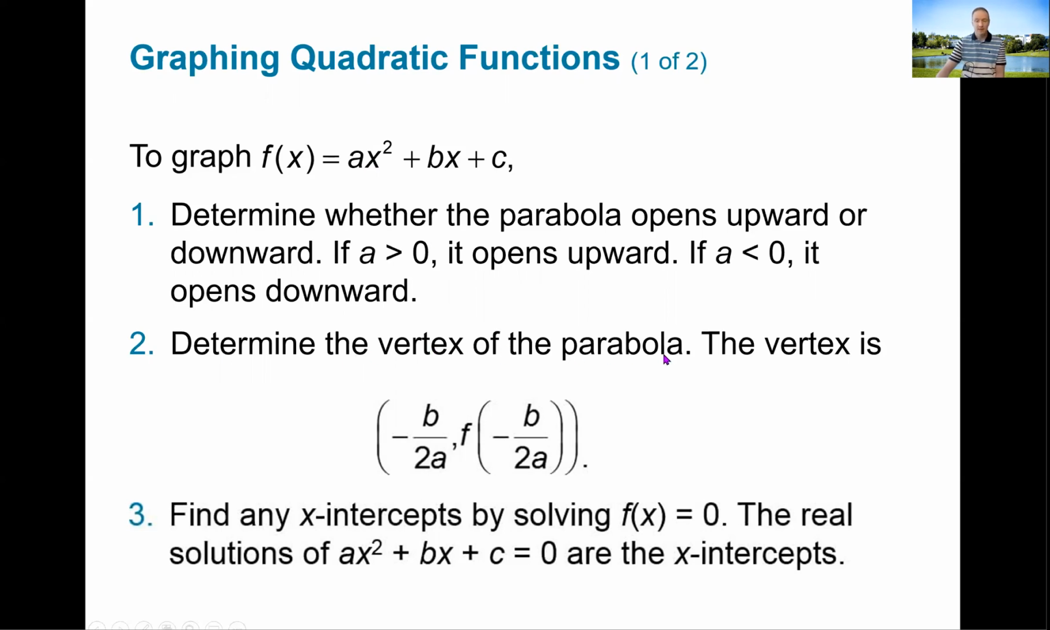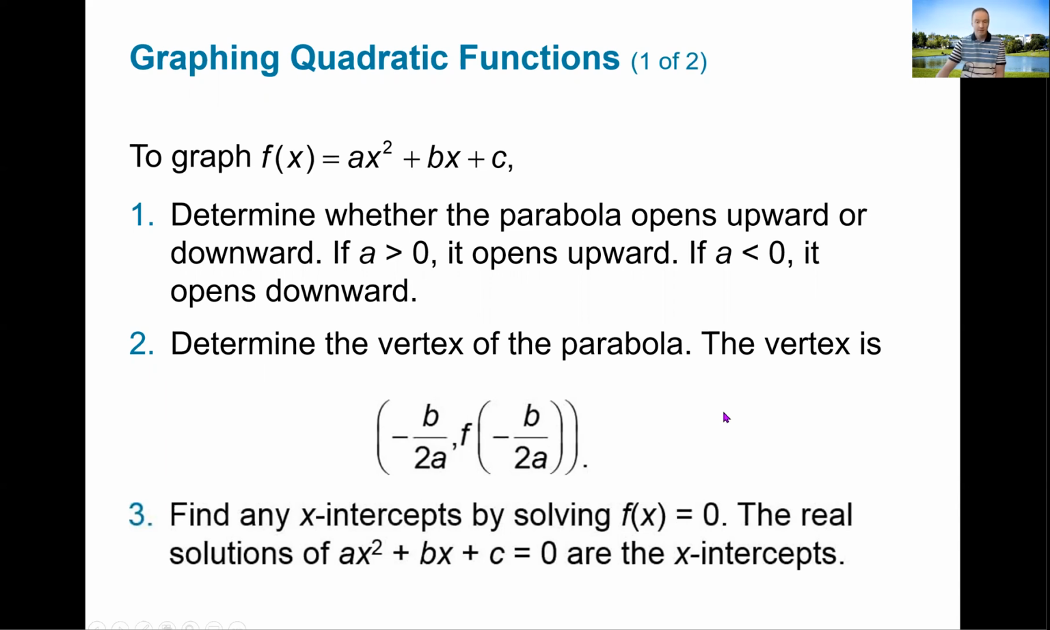Determine the vertex of the parabola. No problem, we just talked about that. The x value of the vertex will always be at negative b divided by 2a, and the y value is just when you plug that answer for negative b over 2a into your function. After you do those 2 steps, again, the remaining steps are pretty similar.